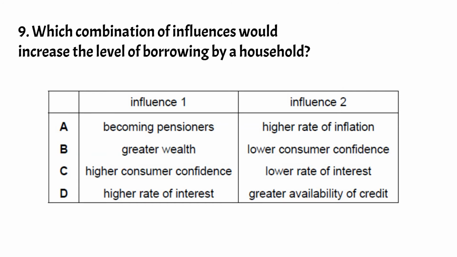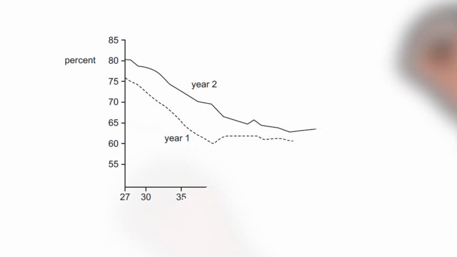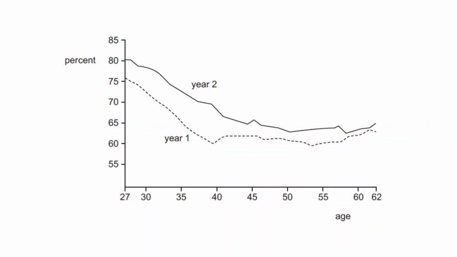Question 10. The graph shows women's wages as a percentage of men's wages in year 1 and year 2. Which statement is shown by the graph to be true? A. Younger women earn more than older women. B. Women's wages remain about the same between the ages of 40 to 50. C. In year 2, all women were earning more than men. D. In year 2, women were earning a higher percentage of men's wages than in year 1.